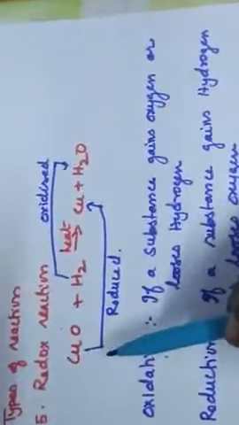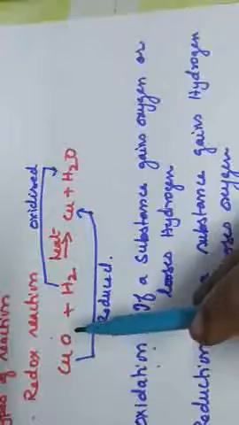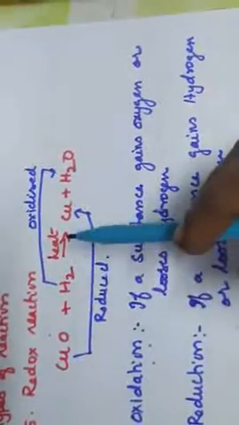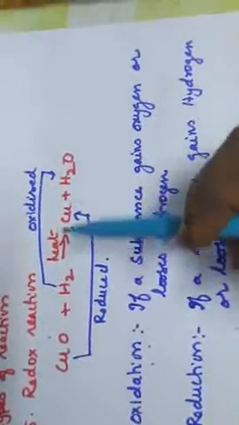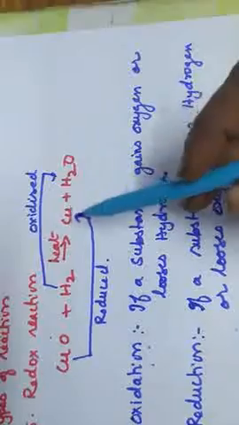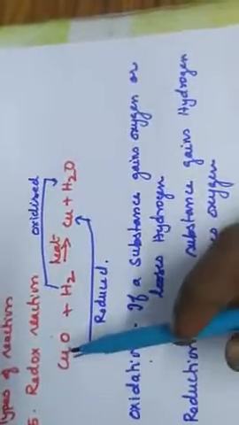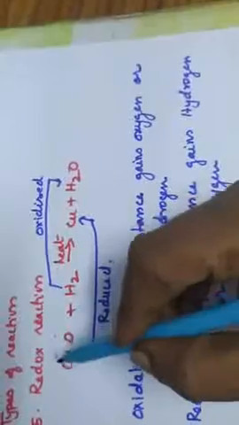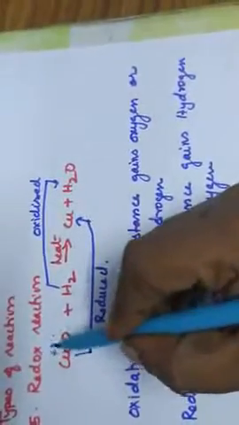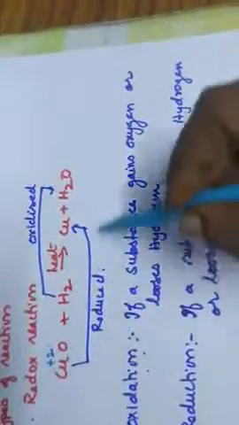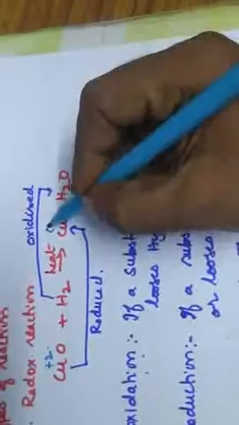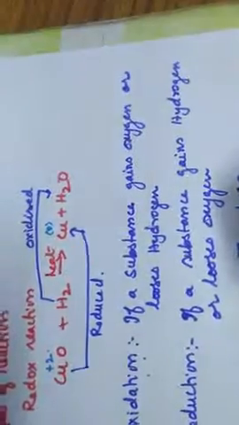So let us see the example. Copper oxide plus hydrogen giving you copper plus water on heating. What is oxidized? What is reduced? Here copper is in +2 state, and it is reduced to elemental copper, whose state is 0.